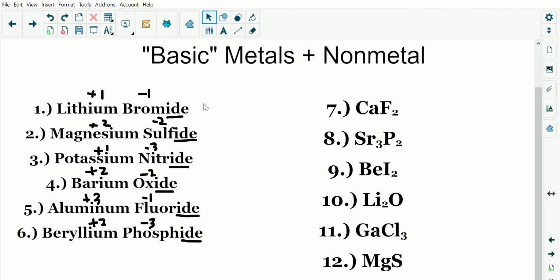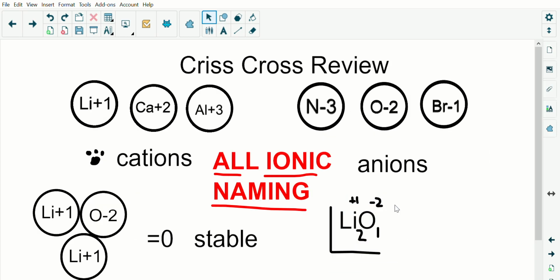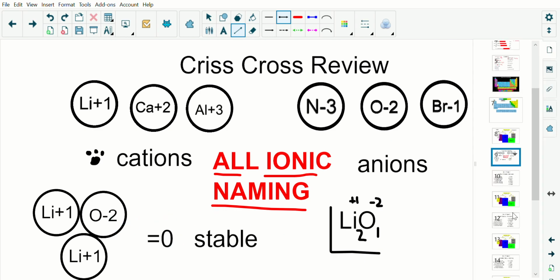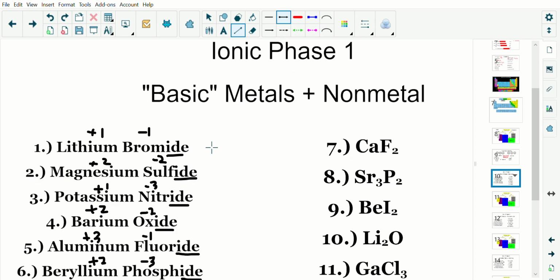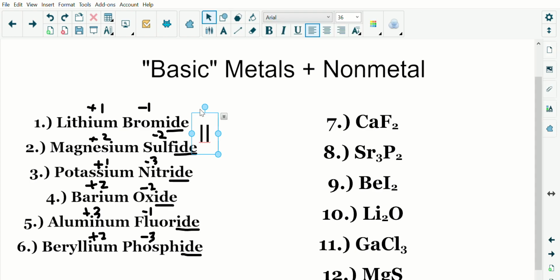So when you're putting these together, you just need to make sure that the charges are stable. And again, you could do it either with the crisscross, where you're literally crisscrossing those numbers, or you can think about it conceptually: how can I get this to be 0? Either way, you will get the right answer. So really quickly, and I'm just going to do a few of these, lithium bromide is a +1 and a -1. That is absolutely wonderful. This would be LiBr.